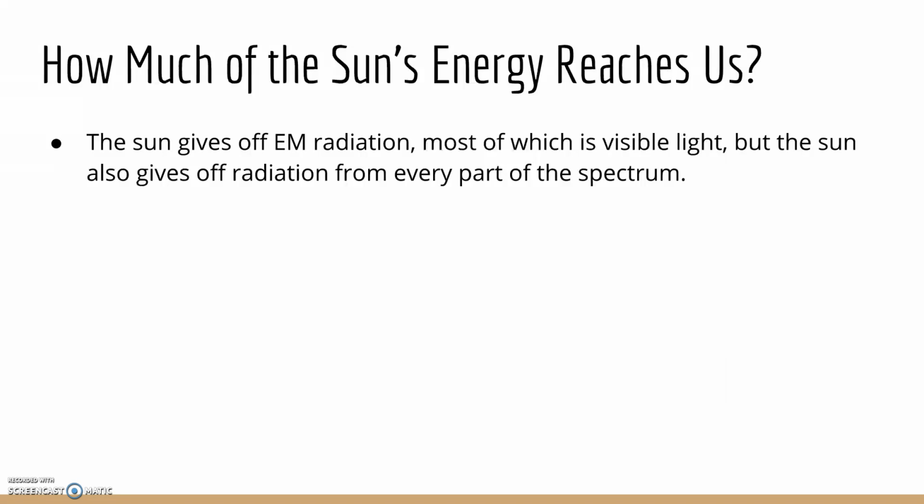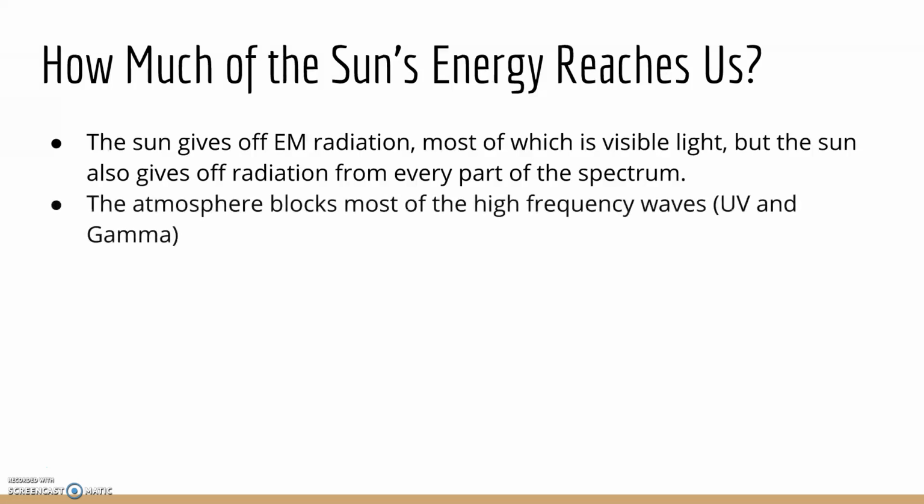So yes, most of what comes off the sun is the visible light. However, the sun does give out every type of light on the spectrum. But our atmosphere blocks most of the high frequency waves, which would be UV and gamma.